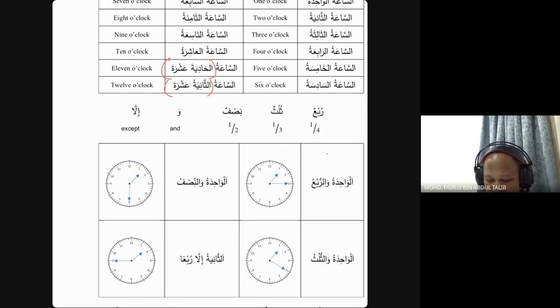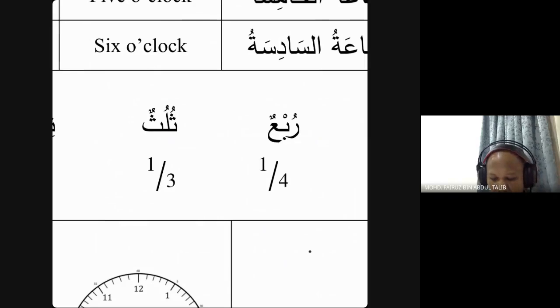The first word for today is this. Okay. Let me make it bigger. The word is rub'un. Right. That is the word. Or you can also say rubu'. So rubu' is a quarter. So this is equivalent to what? 15 minutes, right? 15 minutes. Okay. So we are going to use this word afterwards.